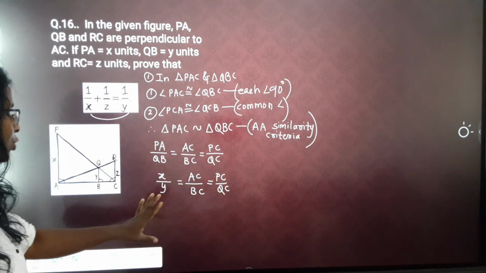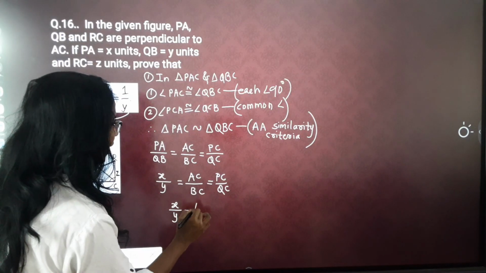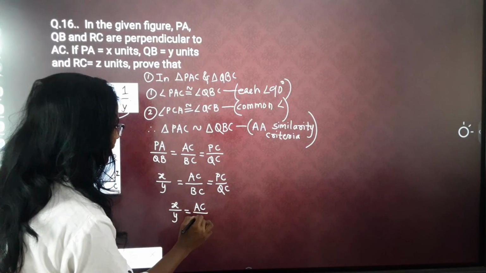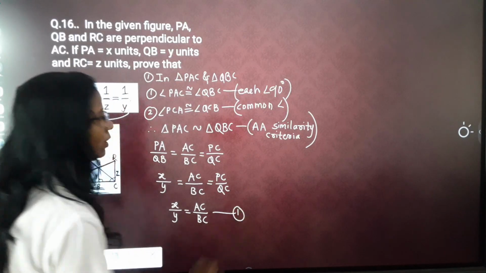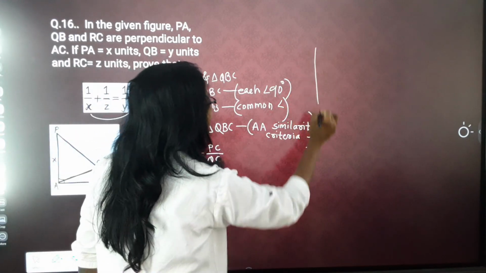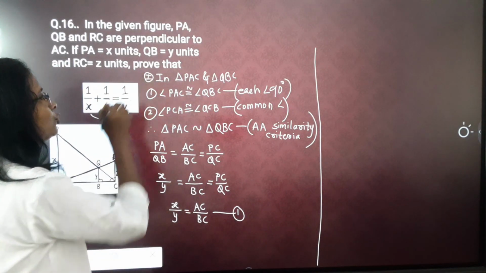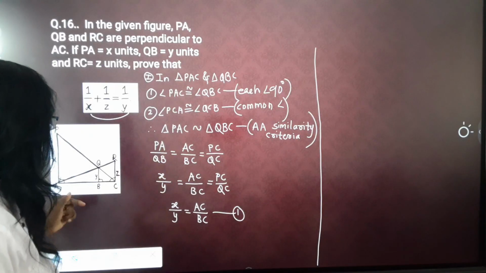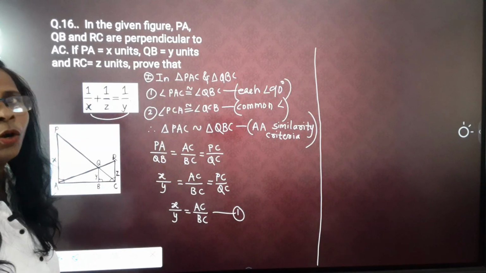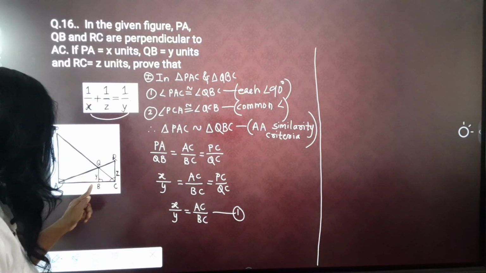Now here we choose the two ratios, X upon Y is equal to AC upon BC, and call it the first equation. Now students, the next part is that we choose the two triangles that include the Y and Z. Such triangles are RCA and QBA.